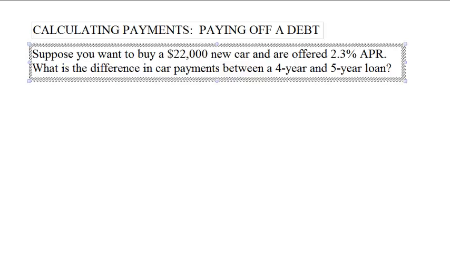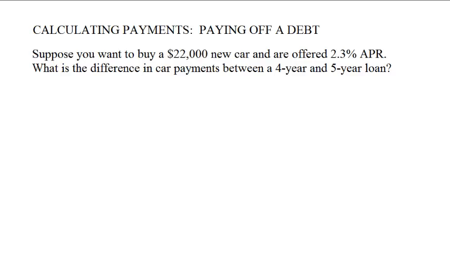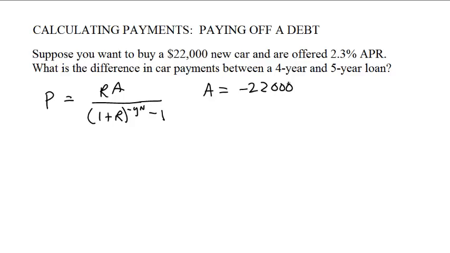Now here's the question. What is the difference between a 4-year loan and a 5-year loan? Well, what have we got so far? Our formula is P equals RA over 1 plus R to the minus YN, minus 1. And don't forget, you have to subtract that minus 1 as part of the whole denominator. Our amount, we're going to start with $22,000 of debt.